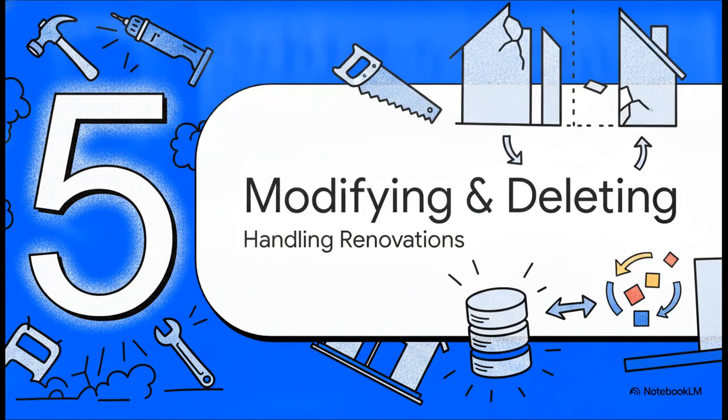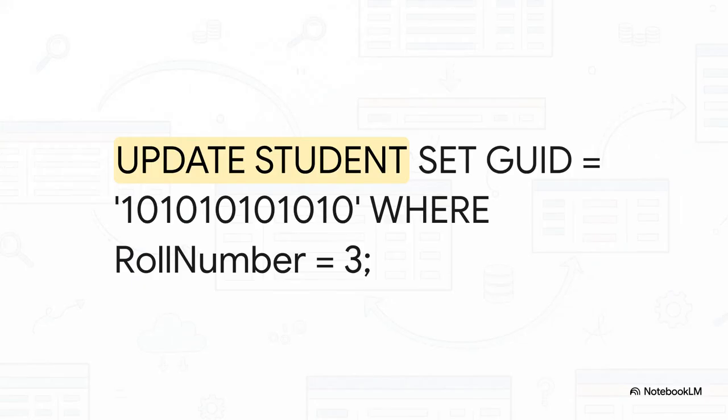Finally, Section 5, modifying and deleting records. Let's talk about handling renovations. Say we have a student and their government ID, their GUID, was originally left blank in our system as a null value. But now they've handed it in and we need to update their file.